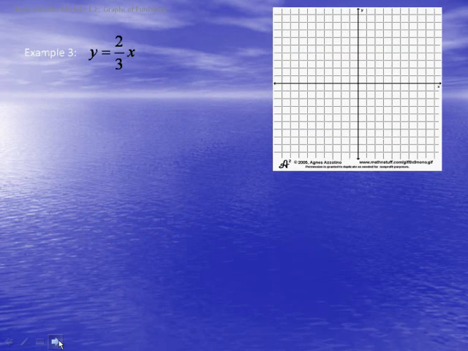In example 3, once again, the coefficient of x is going to be my slope, which is m equal 2/3. But this time I don't have a constant by itself, so there is always understood to be a plus 0 out here. So my b would be equal to 0, and if you look at the y-axis, that's going to end up being the origin. So now I'm going to rise 2 and run 3, rise 2 and run 3, and graph my line.